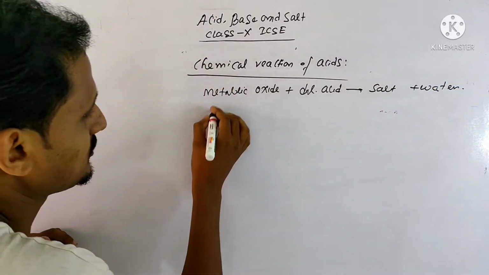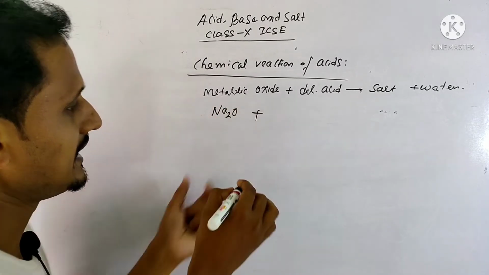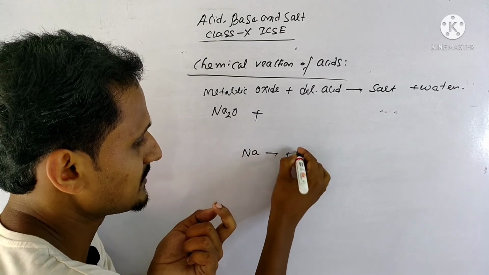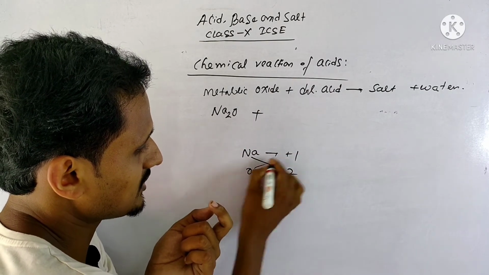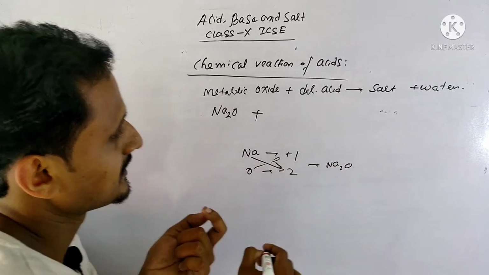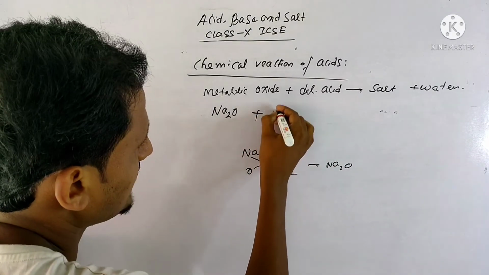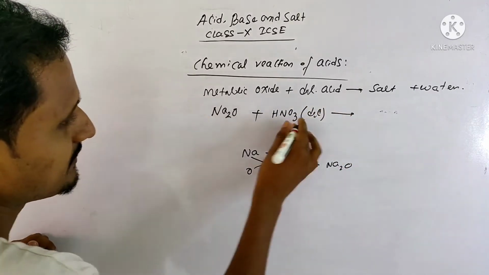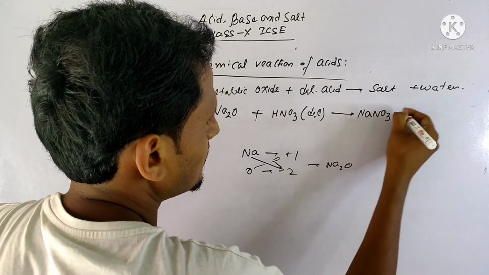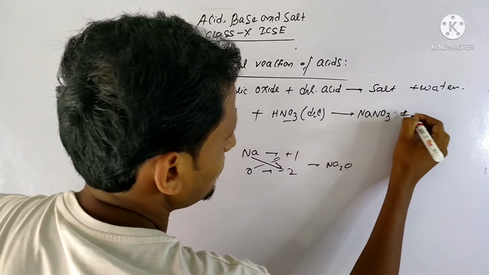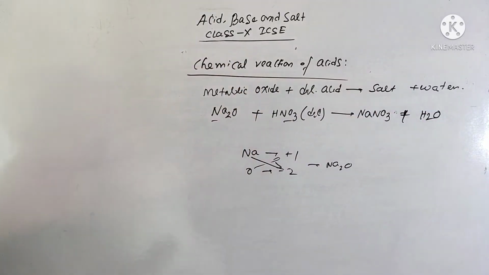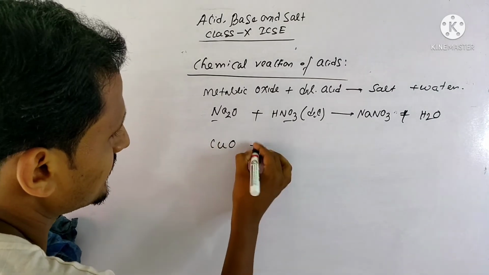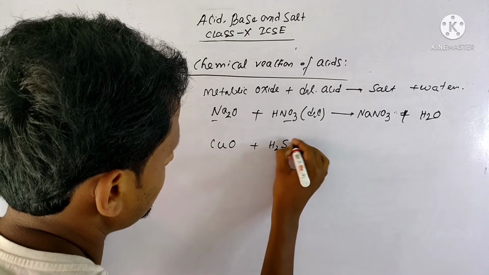Say sodium oxide we are taking. Na2O is the sodium oxide. And why is this sodium oxide Na2O? Because here the valence of sodium is +1 and oxide is -2. So cross multiply, you will get Na2O. Okay. Dilute acid means nitric acid you can take. The salt you will get here is sodium nitrate, NaNO3, plus H2O.